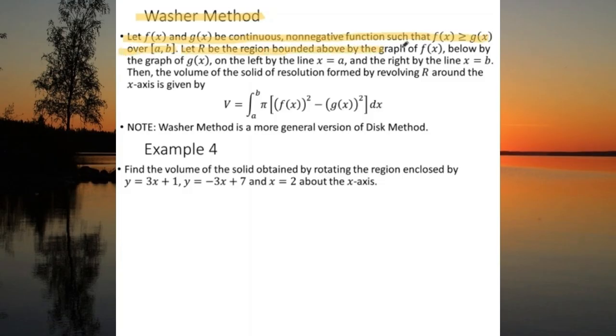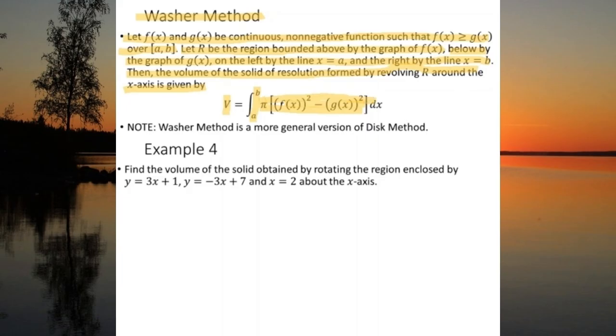We're going to let R be the region bounded above by f of x, below by the graph of g of x, and on the left by the line x equals a, and on the right by the line x equals b. Then the volume of the solid formed by revolving R around the x-axis is V equals the integral from a to b of pi times the quantity f of x squared minus g of x squared.